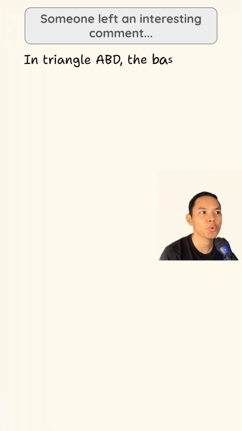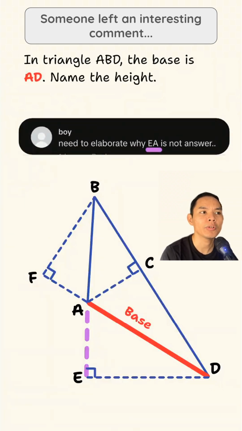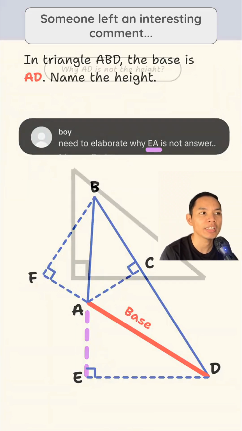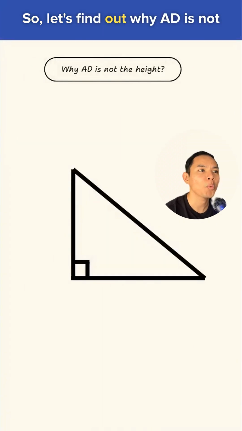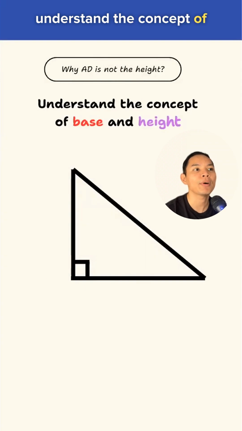Someone commented on this question. In triangle ABD, the base is AD. Name the height. And the commenter says, need to elaborate why EA, which is highlighted in purple, is not the answer. So let's find out why EA is not the height, but we need to understand the concept of base and height.